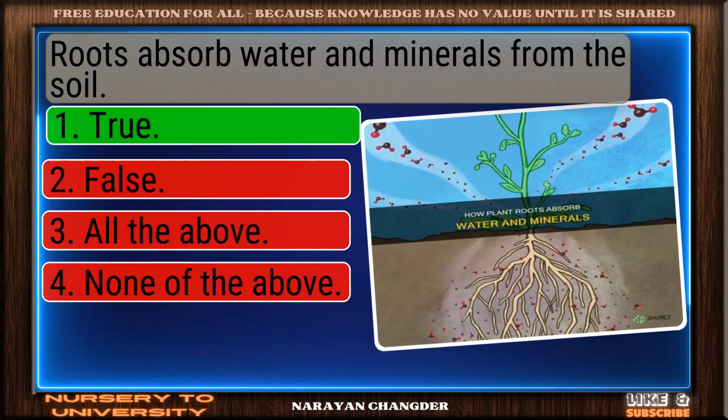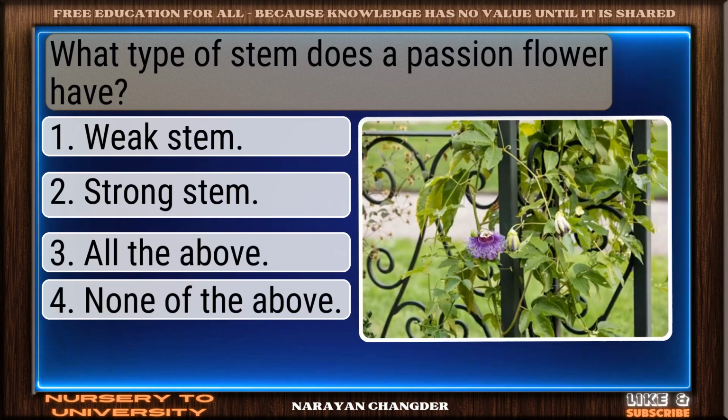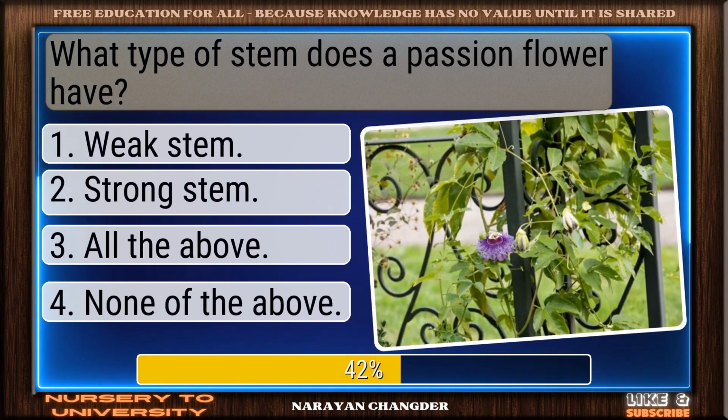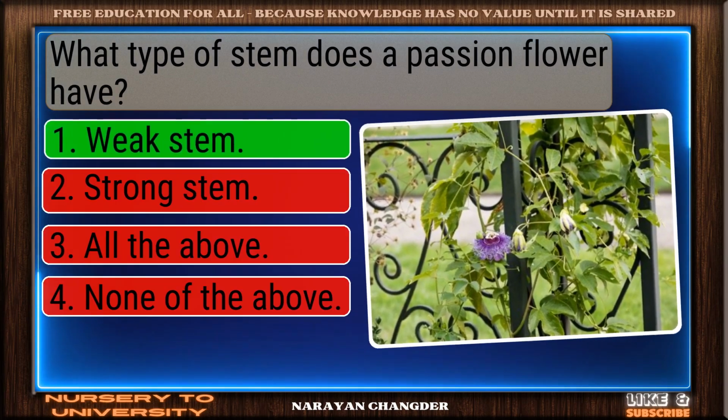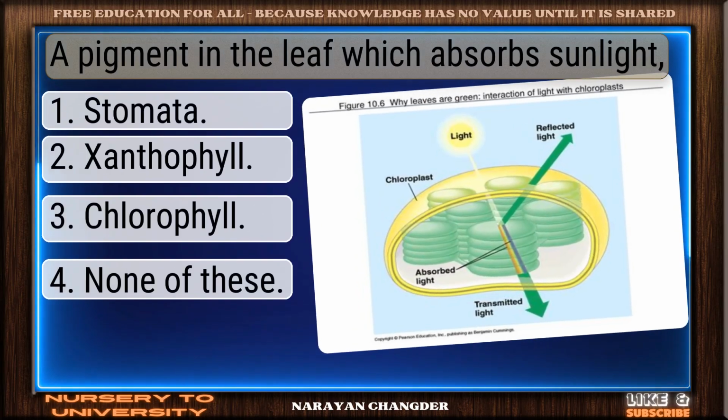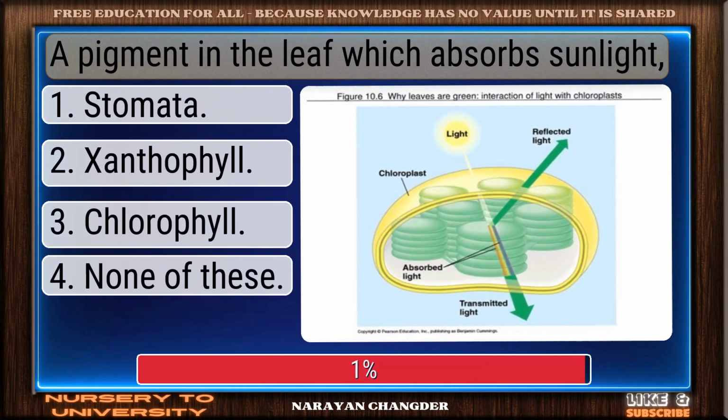Well reasoned. True is the correct choice. What type of stem does a passion flower have? Excellent choice. Weak stem is the right answer. A pigment in the leaf which absorbs sunlight.